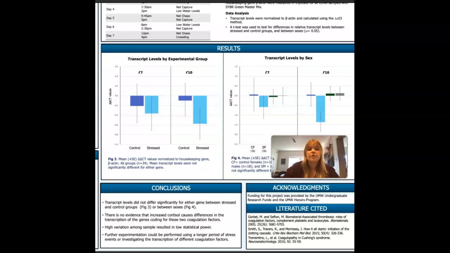Further experimentation could be performed using a longer period of stress events or investigating the transcription of different coagulation factors in the coagulation cascade.